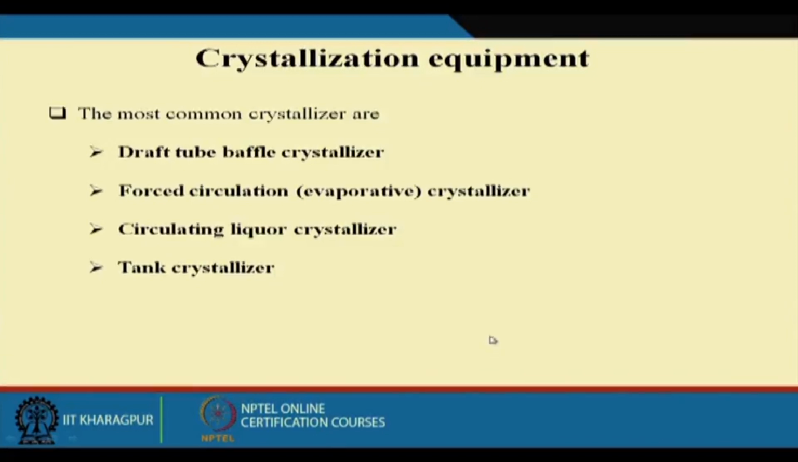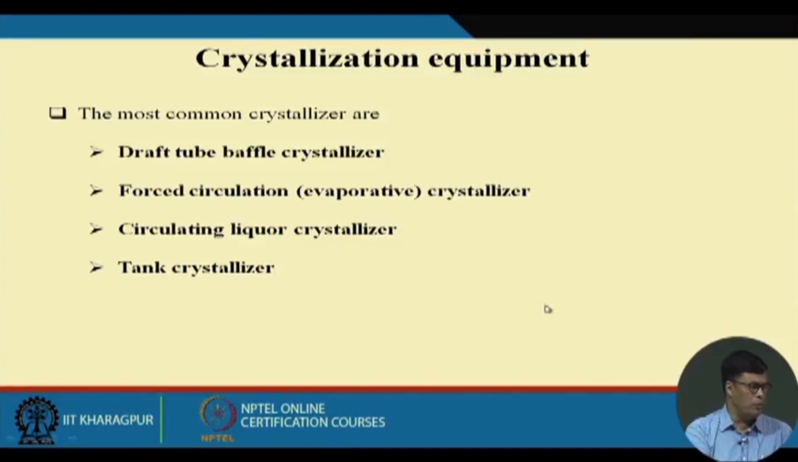Now, okay, the different types of crystallization equipment that are in practice. One is the draft tube baffle crystallizer, the forced circulation evaporative crystallizer, the circulating liquid crystallizer, and the tank crystallizer.